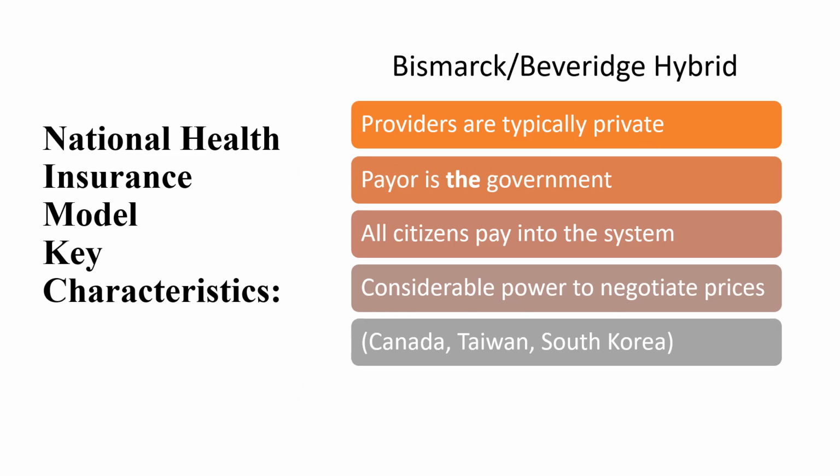And then we have the national health insurance model, which is essentially a hybrid of the Bismarck and Beveridge models. So the providers are typically private, like the Bismarck model. The payer is, I'm going to say, primarily the government, like the Beveridge model. All citizens have to pay into the system. In the United Kingdom, that's done primarily through taxes. In the Bismarck model, it's just like we do here with private insurance in the United States. But because the government is the payer, they have almost absolute power to negotiate the prices that are paid to the providers. Examples of countries that utilize the national health insurance model are Canada, Taiwan, and South Korea.